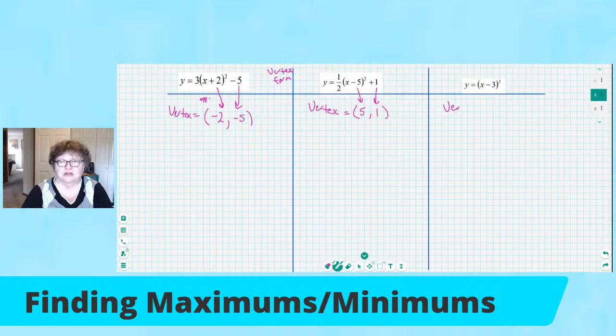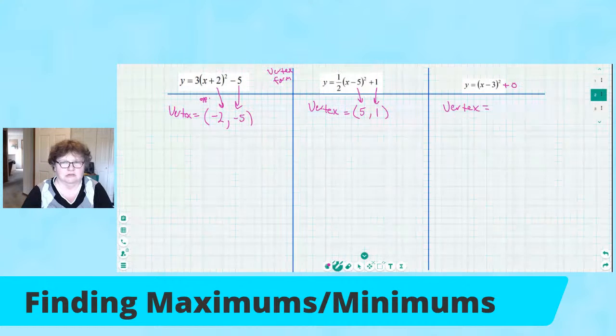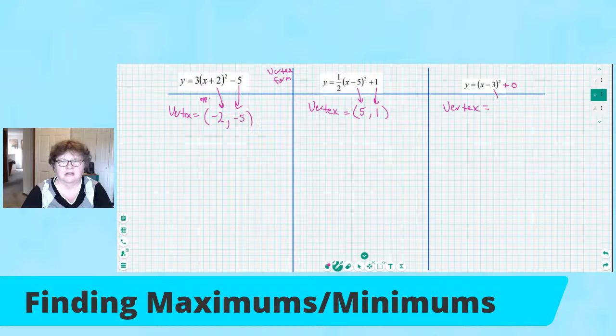And then on the last one, I threw this one in because it's a little tricky, only because there's nothing added on the end, right? Well, if there's nothing added on the end, that's like saying +0. Then I can get the vertex again. So the opposite of the x would be +3, and the number on the end would be 0. And just like that, I have the vertex for all three.